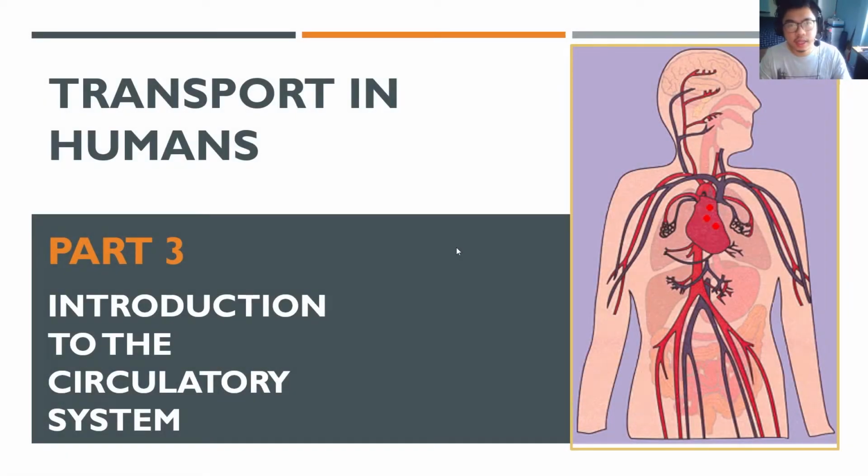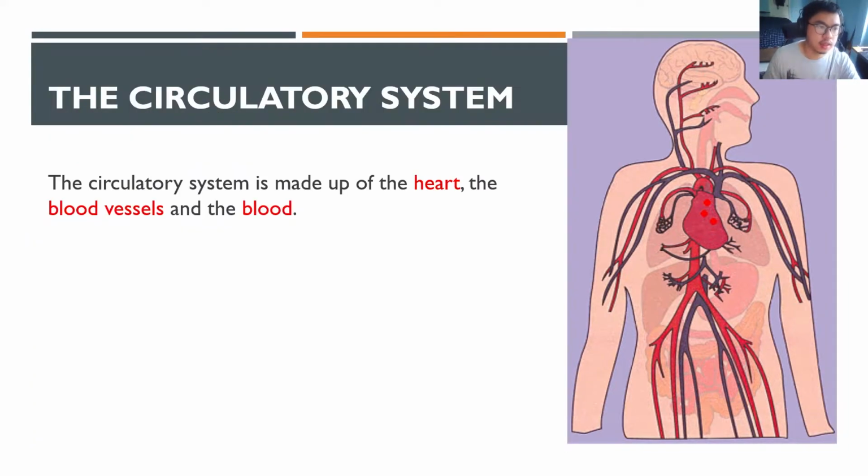Hello class, today we're going to look at part 3, and in part 3 you're going to be introduced to the circulatory system. So what is the circulatory system? The circulatory system is made up of three things: the heart, the blood vessels, and the blood. We already talked about the blood in part 1 and part 2. Today we're going to talk a little bit more about the heart and the blood vessels.